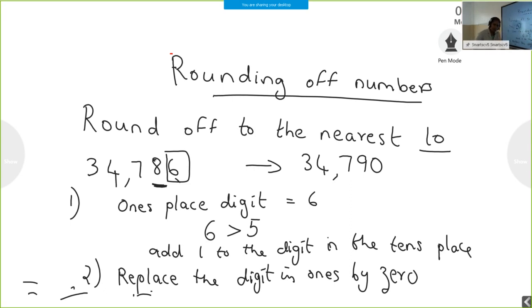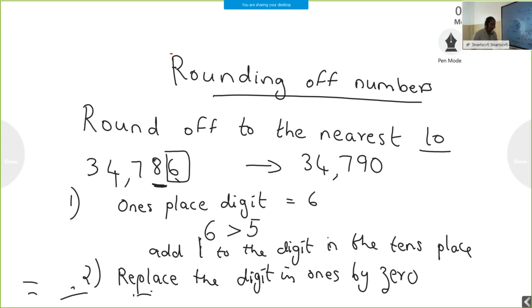Now the rule starts. What is the rule? If the digit in the ones place is greater than or equal to 5. Here it is greater than 5. 6 is greater than 5. Then what do we have to do? Add 1 to the digit in the tens place. That is why I asked you to underline the digit in the tens place. So 347, you add 1 to the digit in the tens place, so it becomes 9. Now what happened to the next digit?